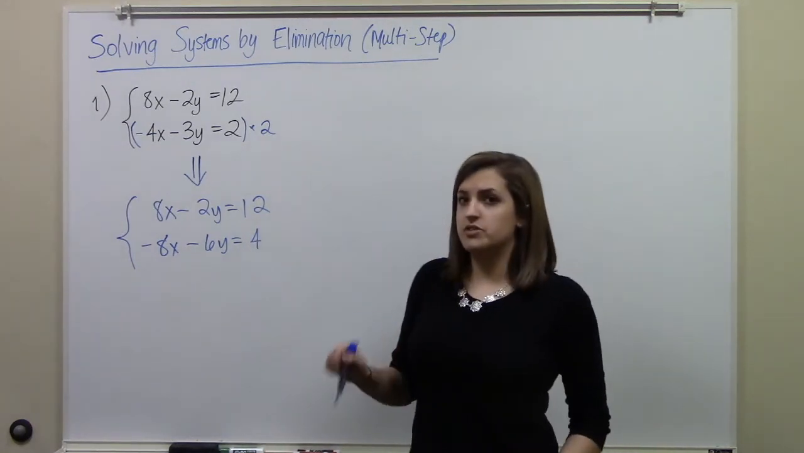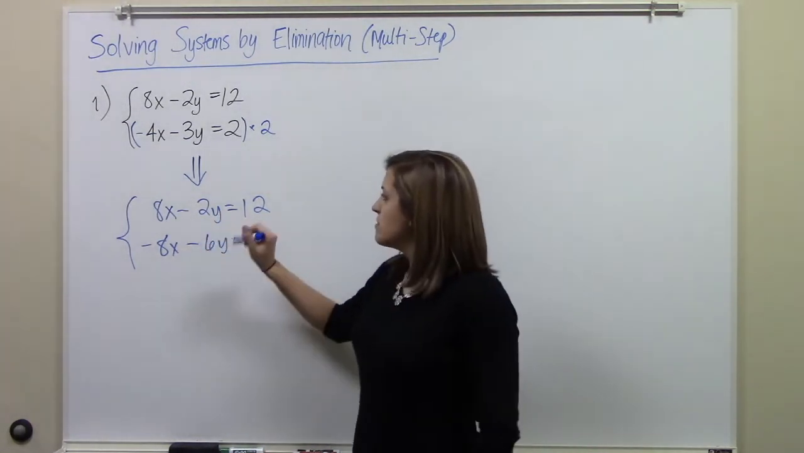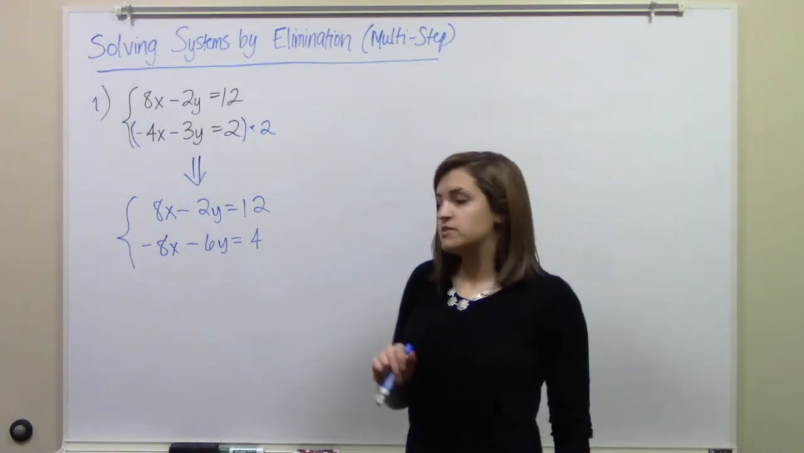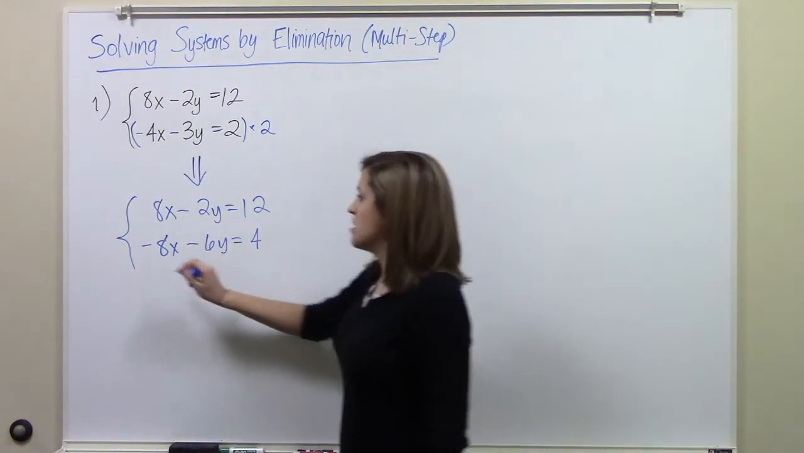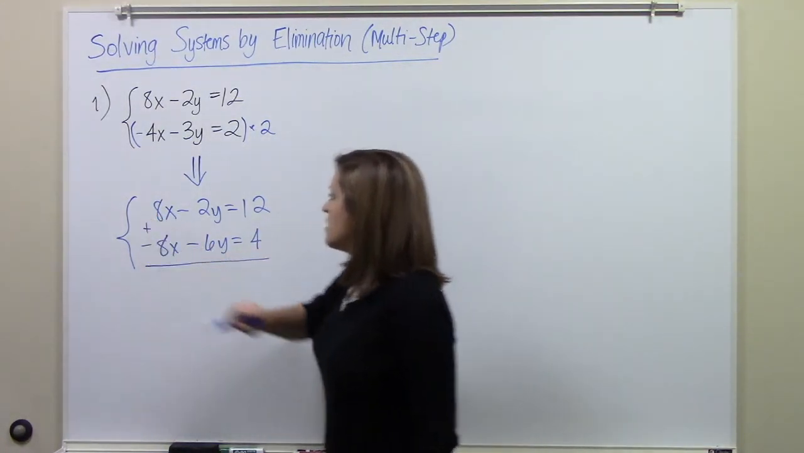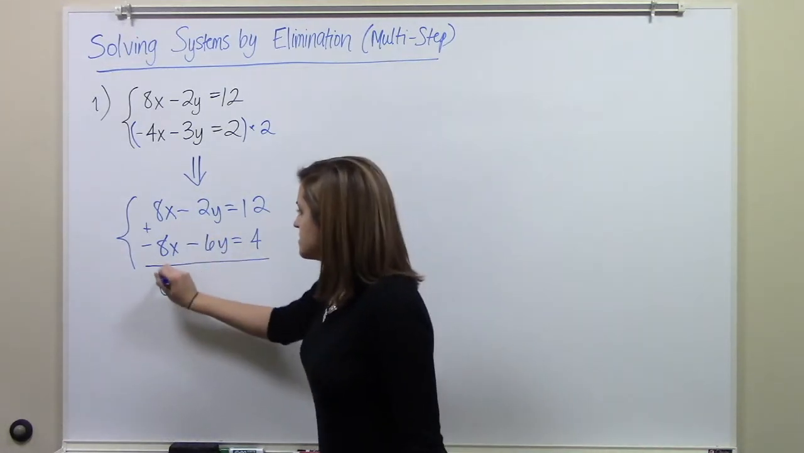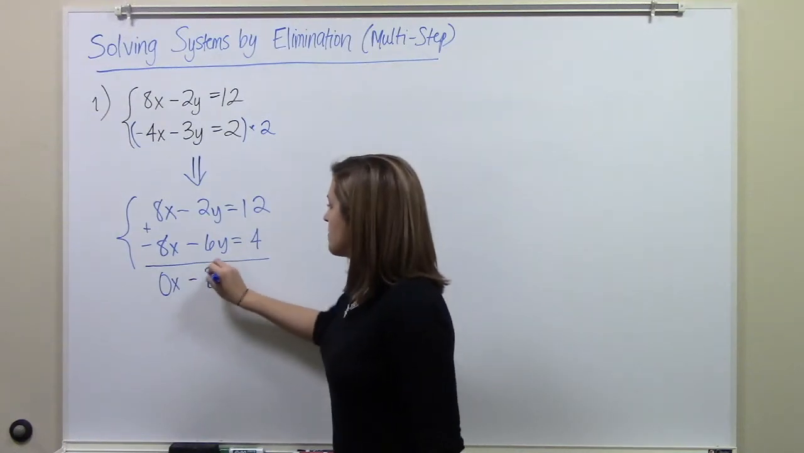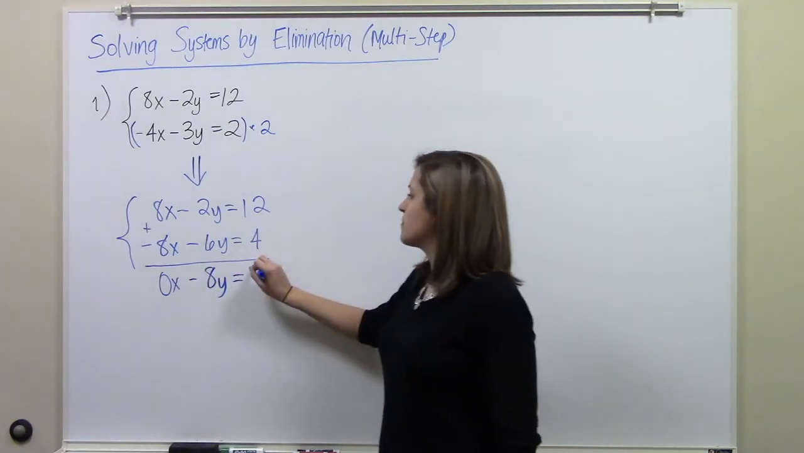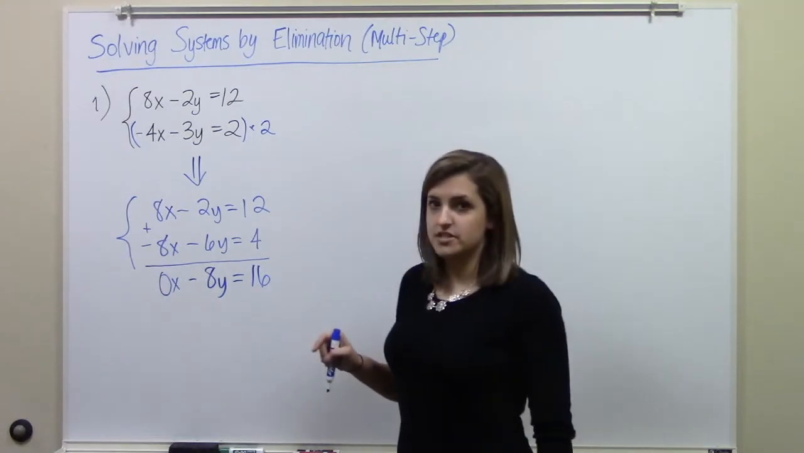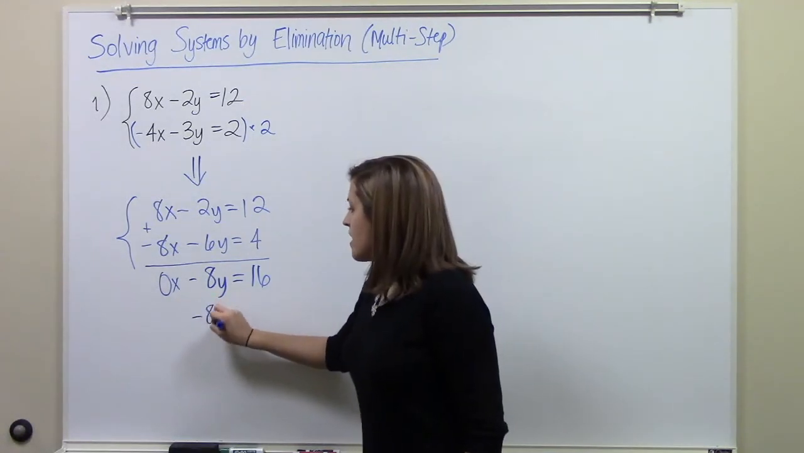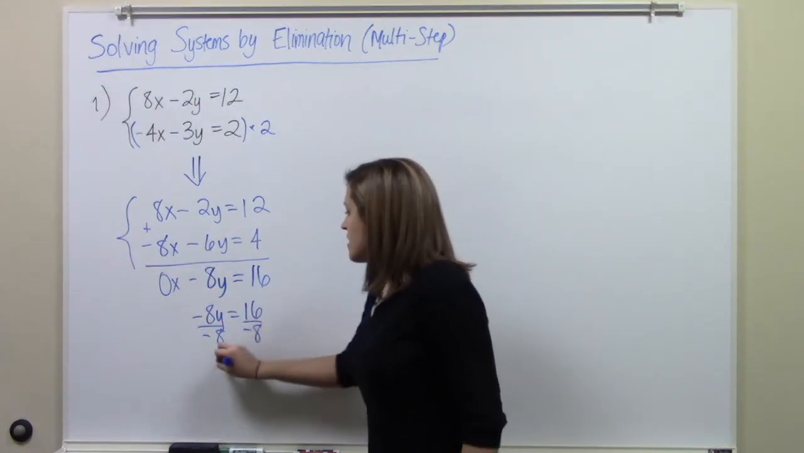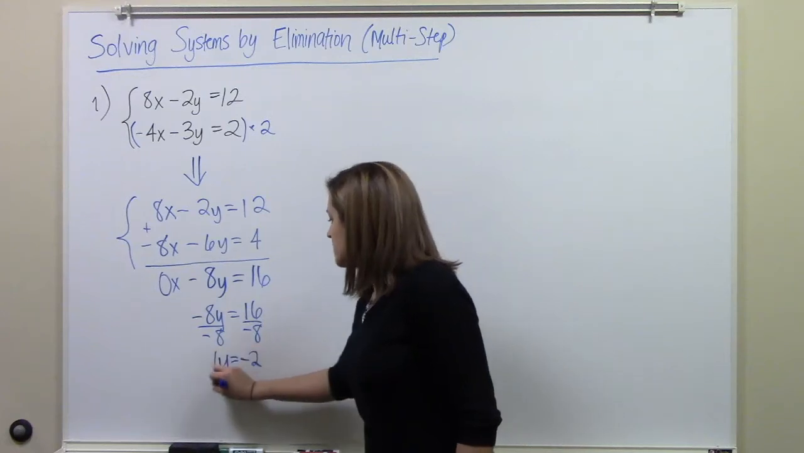And I want to make sure before I do anything that all of my variables are lined up, my equal signs are lined up, and now I can add these two equations so that my x's cancel. So I will add them up, and I'll find 8 plus negative 8 is 0x, negative 2y plus negative 6y is negative 8y, equals 12 plus 4 is 16. So 0x is just 0, and I have negative 8y equals 16. Divide that by negative 8 on both sides, and y equals negative 2.